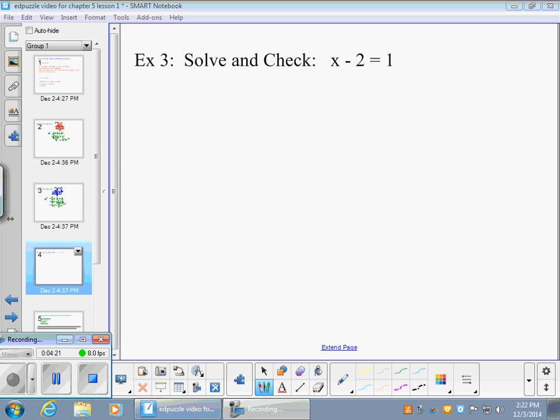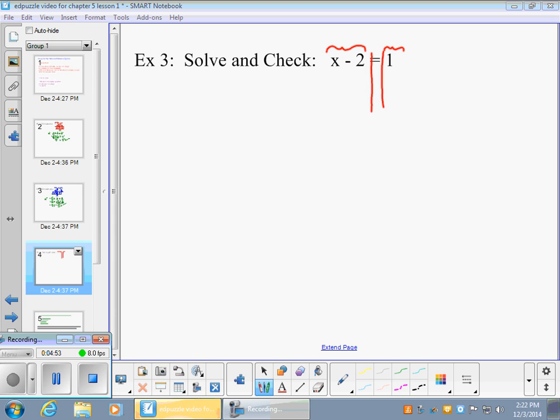Now let's do example 3. Solve and check x minus 2 equals 1. First, you look to see if there are any parentheses, which there aren't. Look on the left side of the equation, see if you can combine anything, and you can't. Look on the right side to see if you can combine anything, and you can't. So now follow the saying. Look on the side the variable is on. So we're looking on the left side. Get rid of the constant first.